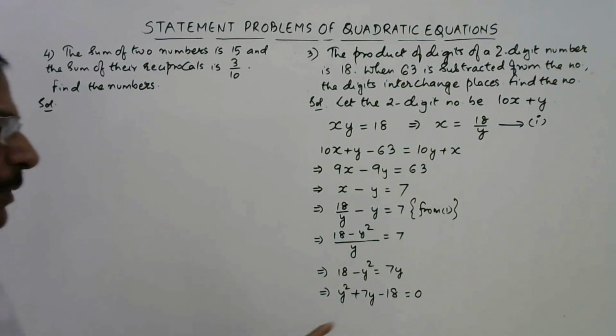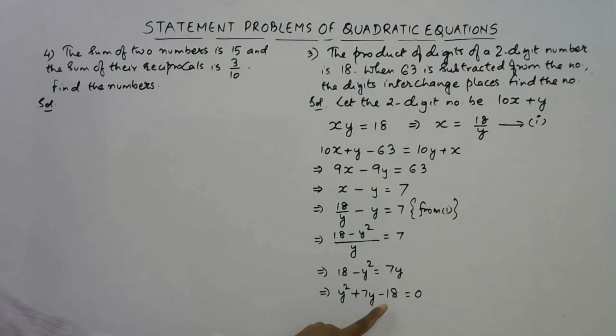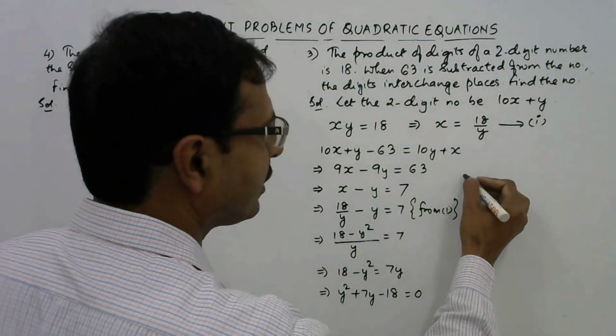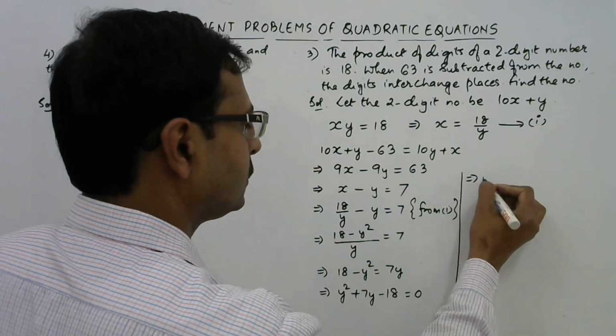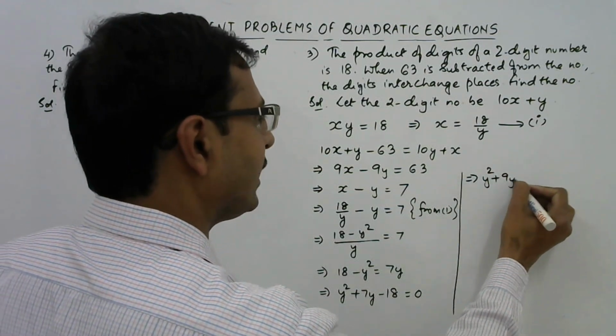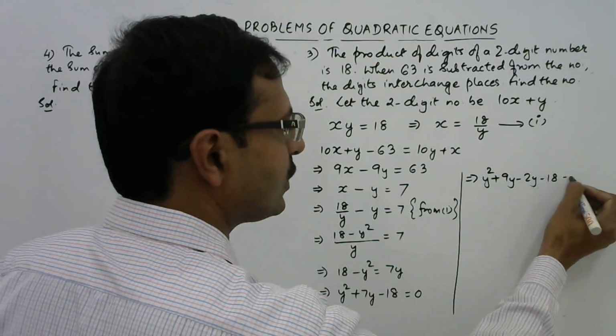So what are the middle term split factors of this equation? You should know very quickly what will be the factors of these two. This is 9 and 2, because 9 minus 2 is 7 and 9 into 2 is 18. So let's split the middle term: y square plus 9y minus 2y minus 18 equal to 0.